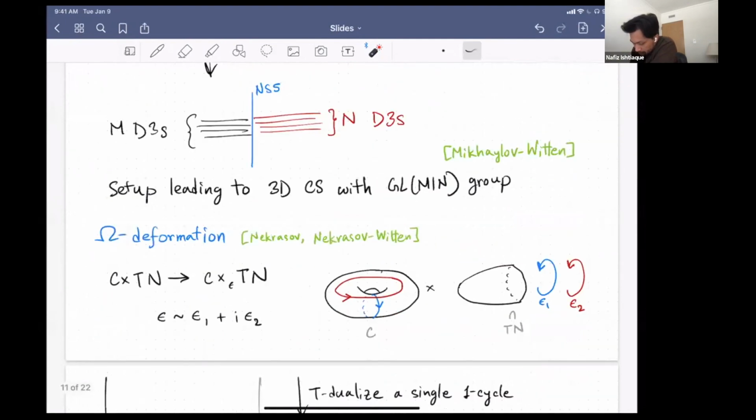Okay, the omega deformation was introduced by Nekrasov and studied further by Nekrasov-Witten and also probably many other people. So by the way, there's a vast literature about these and related subjects. I must say that I'm not perhaps as familiar with them as I should be. So if I'm missing an important reference, I will be very happy to know.